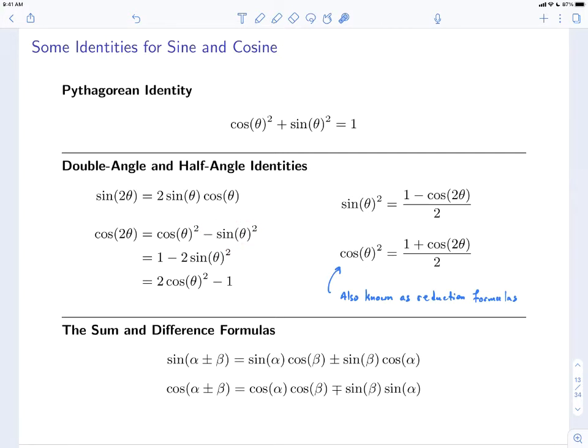Now if you use the Pythagorean identity on this identity, then you can reduce it to either 1 minus 2 sine of theta squared or 2 cosine theta squared minus 1. That's where these come from. And then if you solve for sine of theta squared or cosine of theta squared, then you end up with these two other formulas, these reduction formulas. So really, all you need to remember is the sum and difference formulas, and if you remember those, then you could derive all of the others.